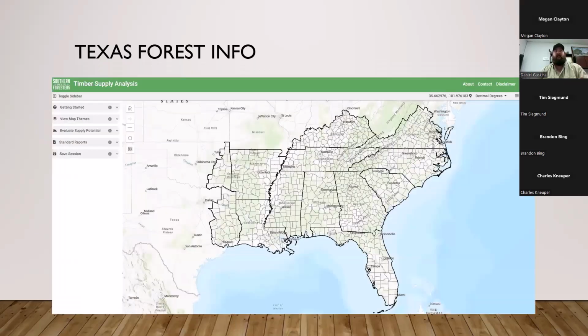The timber supply analysis is another thing the Southern Group of State Foresters puts out that uses our data. And this data combined with this sort of usage has brought billions, with a B, dollars of investment into the forest sector here in Texas. So it is very valuable.